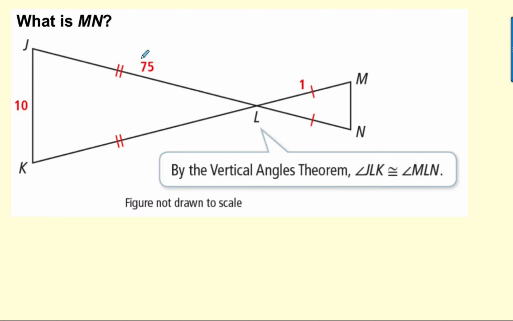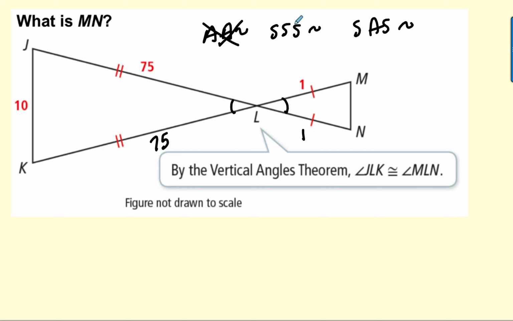Let's see if we can find MN. MN is right here. Now I can see that I have a big triangle with two sides and another triangle. So this is going to be 75. This is 1 and this is 1. And I do have vertical angles. So out of the three methods, angle-angle similarity, side-side-side similarity, and side-angle-side similarity, I can't use angle-angle, I don't have two angles. I don't know the three sides. In fact, I'm looking for one of the sides, so I don't have that one. So the good candidate looks like side-angle-side similarity.